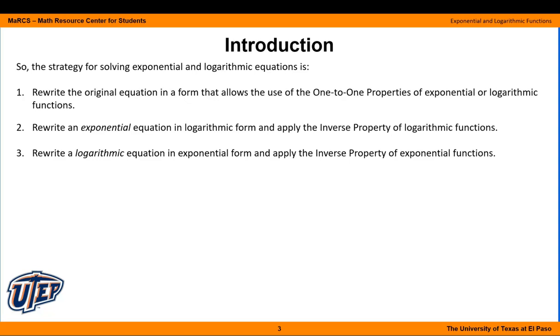When solving exponential and logarithmic equations, there are three common strategies. First, rewrite the original equation so that we can use the one-to-one property of exponential or logarithmic functions. The second is to rewrite an exponential equation in logarithmic form and apply the inverse property of logarithmic functions. And the third is to rewrite a logarithmic equation in exponential form and apply the inverse property of exponential functions. As we work through the next examples, think about which of these strategies is being used.